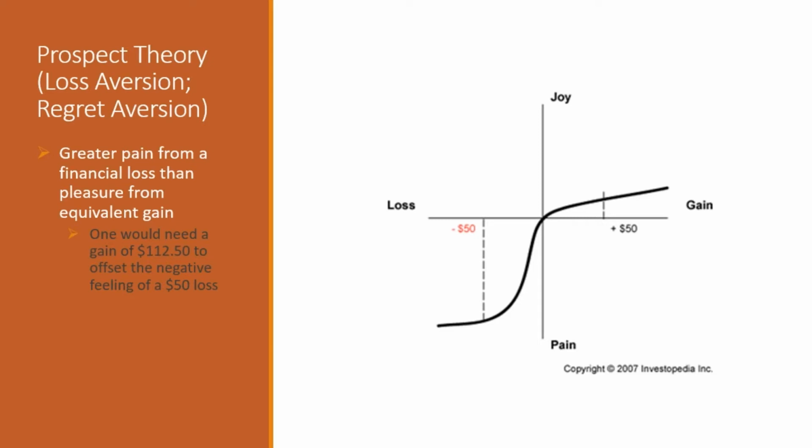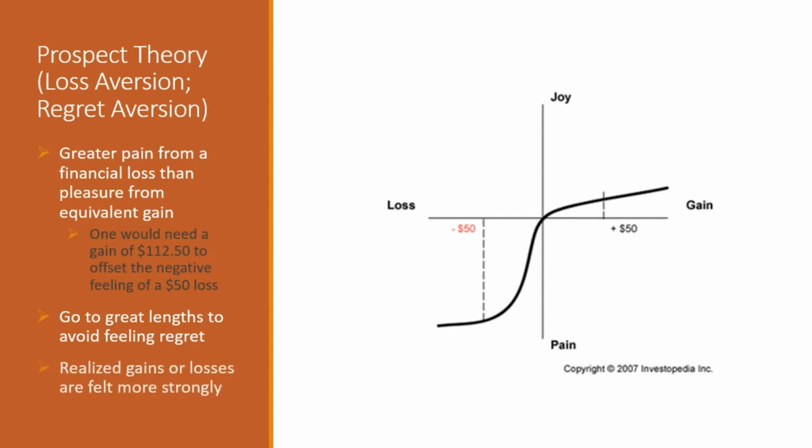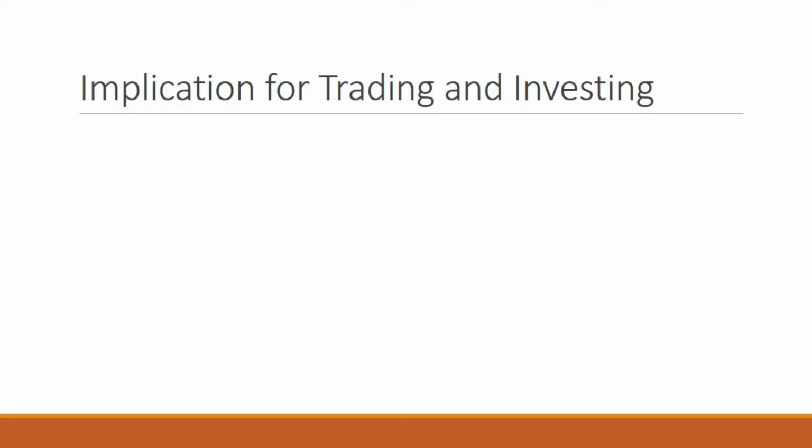This causes loss aversion. Because we suffer more in losing than in gaining, we have a tendency to err on the side of averting losses. It's also related to the feelings of regret, another very uncomfortable feeling, and one that prevents us from taking action because of this feeling. Next, it also indicates that realized gains or losses are felt more strongly than paper gains or losses, and this has important implications for trading.